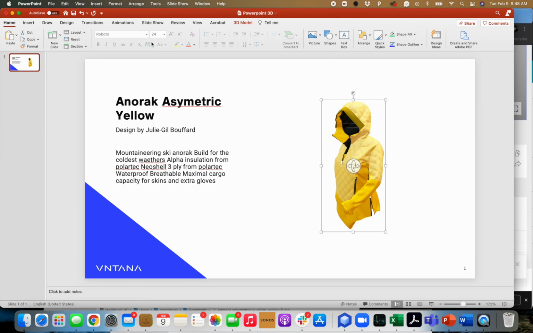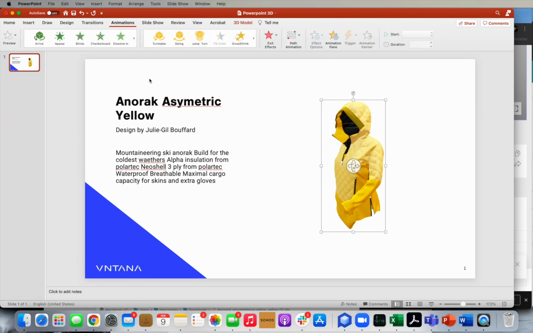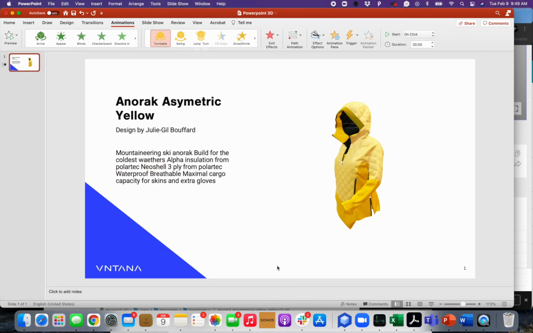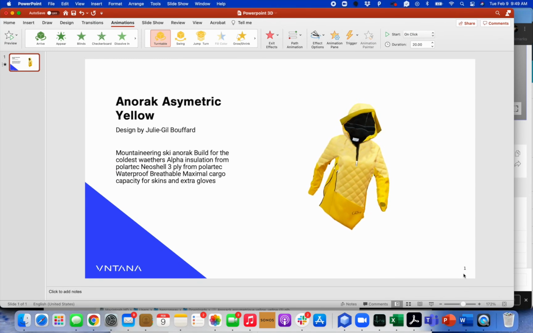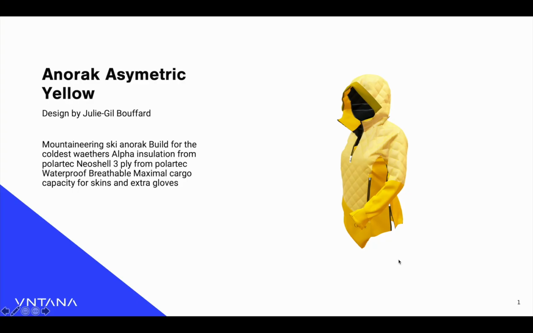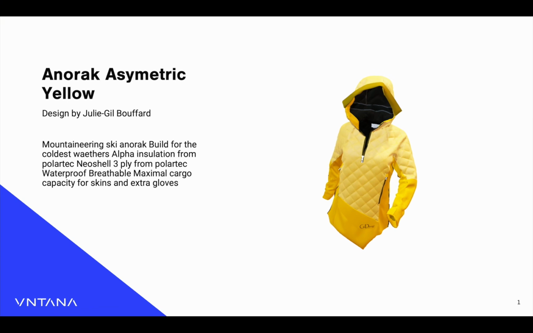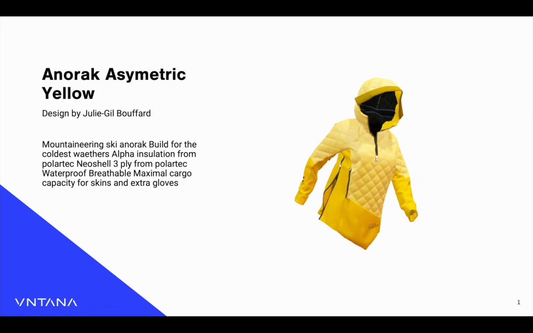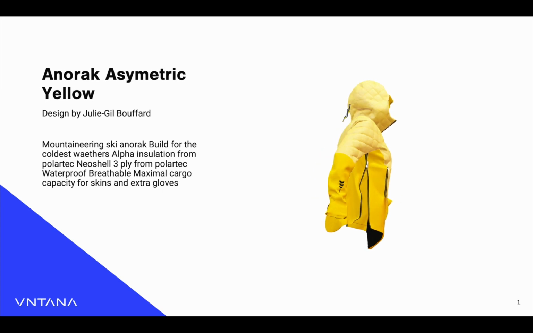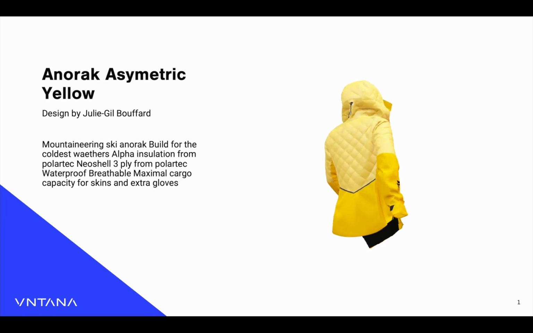If I want, I can also click animations and set an animation for this, so that rather than rendering out a turntable in browseware or something like that, I can actually do it directly in PowerPoint. What's cool about this is you don't actually lose any quality like you might if you have to render out a video or a GIF, and it's super fast.